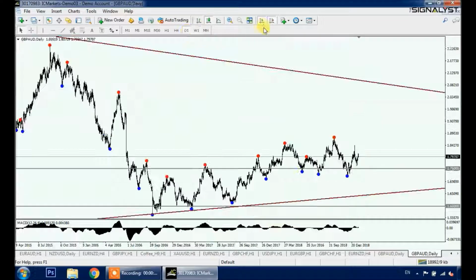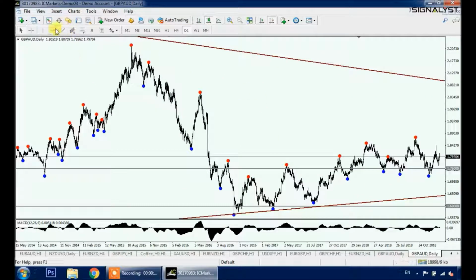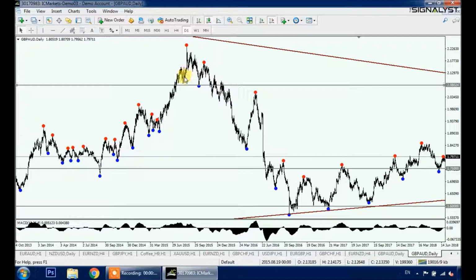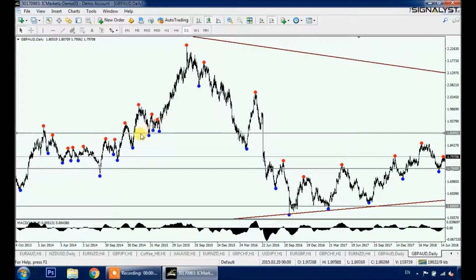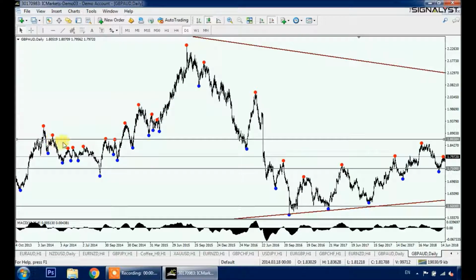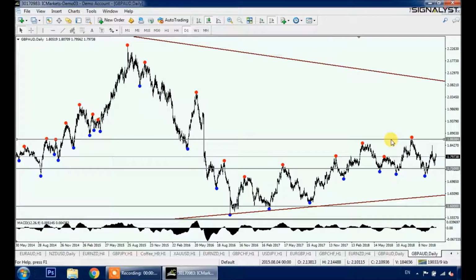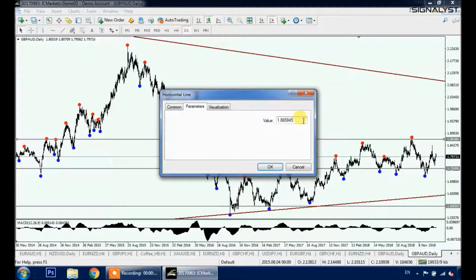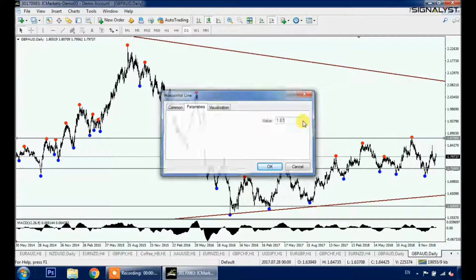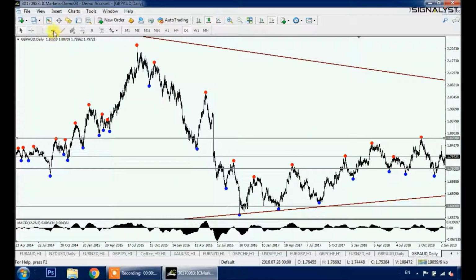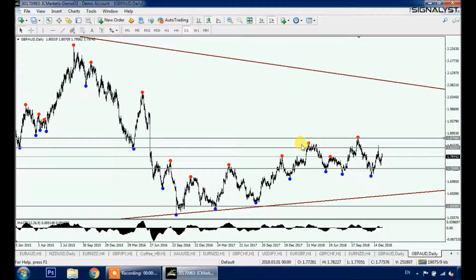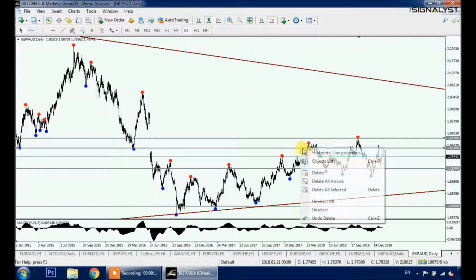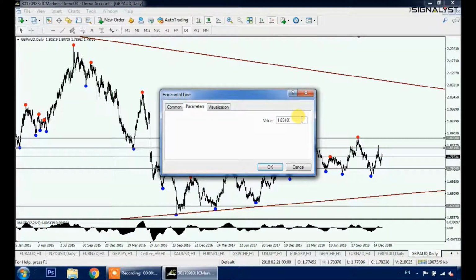Step 2, we dive into daily time frame and do exactly the same. We start with our levels. Here we can connect only 1 dot here, 1 dot here. Here we can connect 1, 2, 3, 4 dots. So let's make it a round number, 1.87. Let's continue. Here we can connect 1, 2, 3, 4, 5. Let's make it a round number.